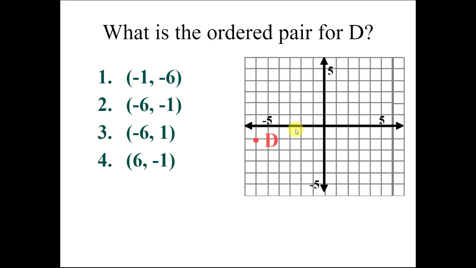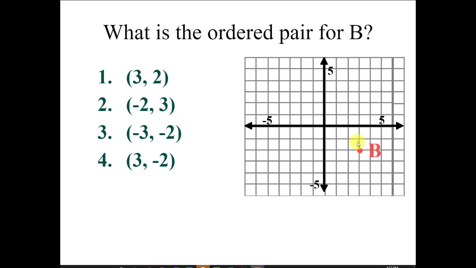This one is in quadrant 3, and we can look at these without even counting, and you should be able to tell which one this is. And if you wanted to count, you could go over, starting at the origin, count over to the D. So 1, 2, 3, 4, 5, 6, and down 1. So it would be -6, -1. So the answer is 2.